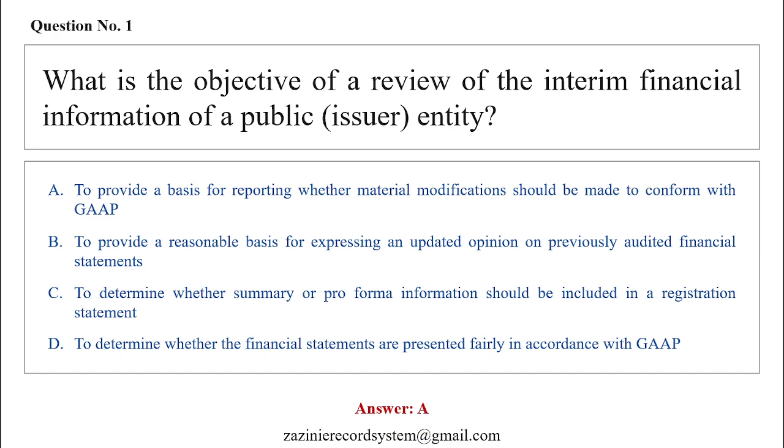Explanation. Letter A is correct because a review only aims to flag whether the interim information needs adjusting to conform with GAAP, not to fully vouch for it. That's a much narrower goal than expressing an opinion on fair presentation, which is what an audit does, not a review.